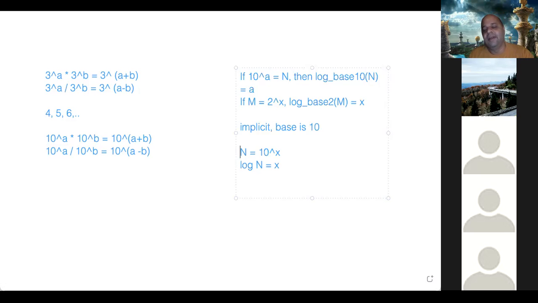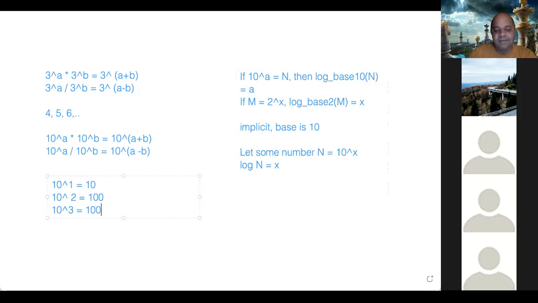Okay. So let some number n be equal to 10 raised to x. 10 raised to x is like 10 raised to 1 is 10, 10 raised to 2 is 100, 10 raised to 3 is 1000. So let some number n be such that it is 10 raised to x. Then what we say is log of n is equal to x.